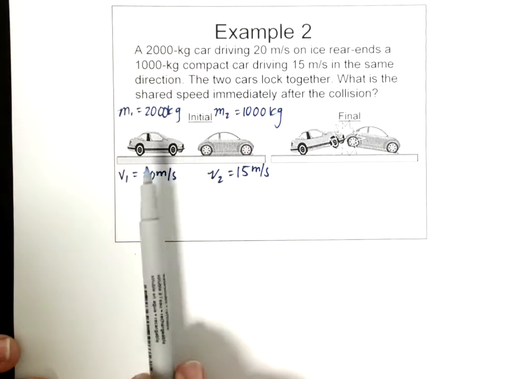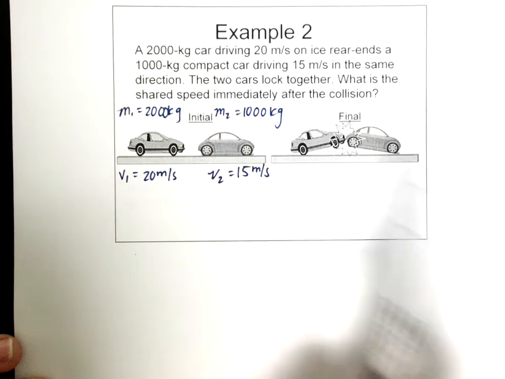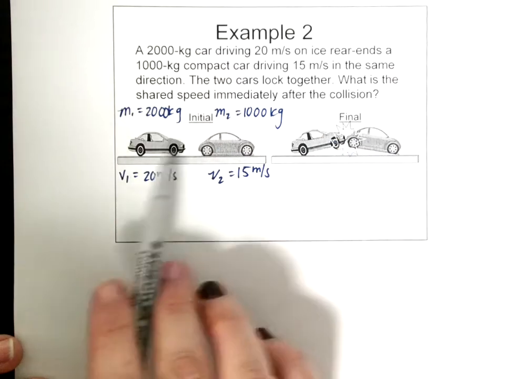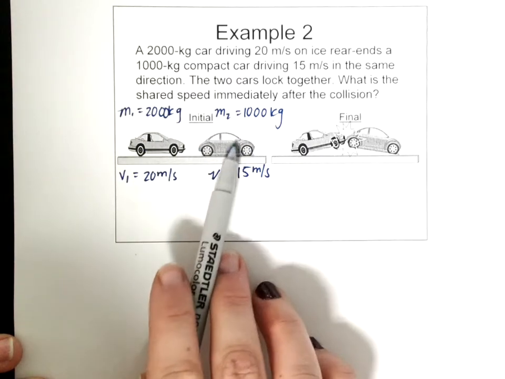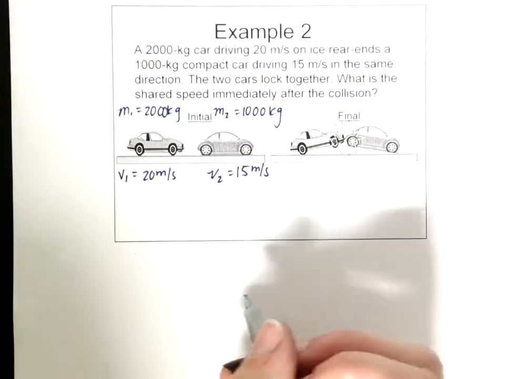Well, we know that it must be somewhere under 20 meters per second, and it must be somewhere over 15 meters per second because momentum is conserved. So they're going to move off with a velocity that's a little bit less than the fastest car, but a little bit more than the smaller car. So let's go ahead and solve for this one.